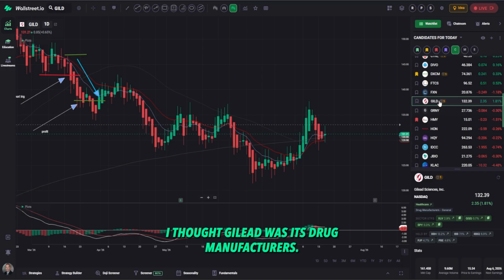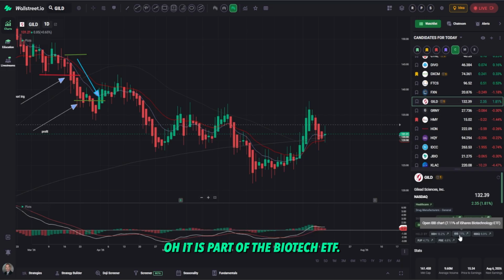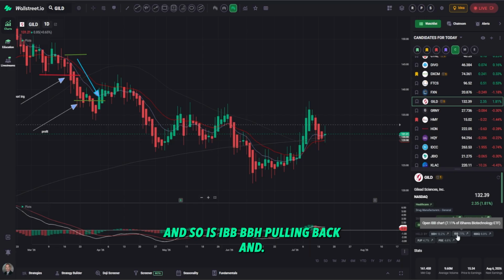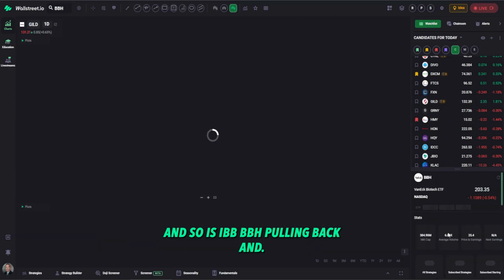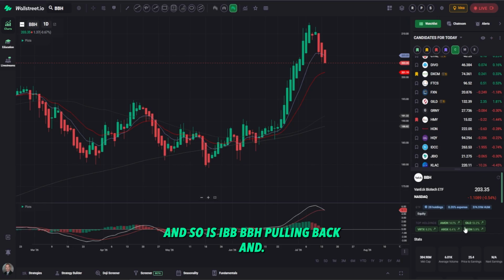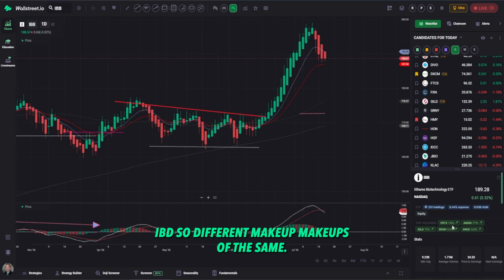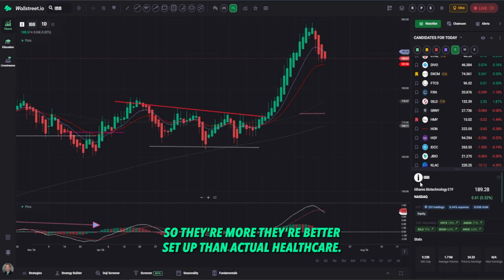And Gilead, I thought Gilead was drug manufacturers. Oh, it is part of the biotech ETF. It is right here. Both biotechs. So it's drug manufacturers, and BBH is a biotech ETF, and so is IBB. BBH pulling back, and IBB, so different makeups of the same. So they're better set up than actual healthcare.